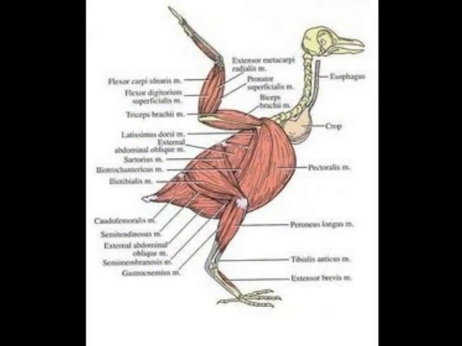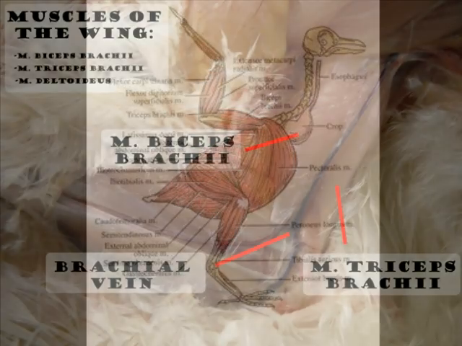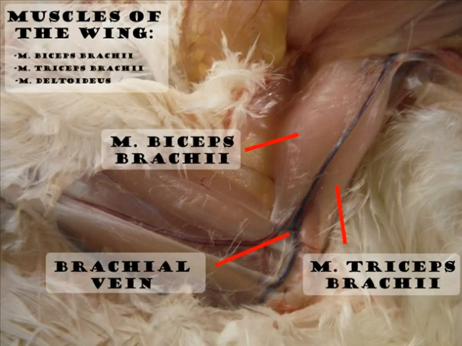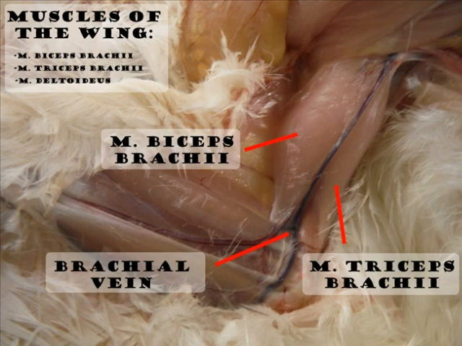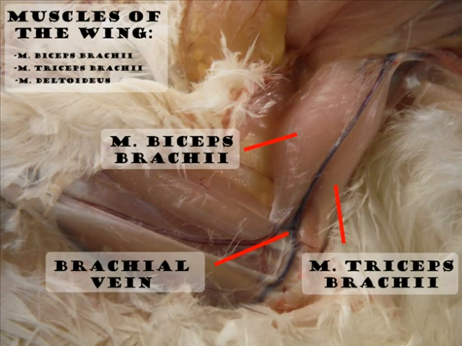Muscular anatomy. The muscles of the wing include the biceps brachii, triceps brachii, and deltoideus muscles. Contraction of the biceps brachii muscle causes the wing to flex. Contraction of the triceps brachii muscle causes the forearm to extend as well as flex the shoulder.